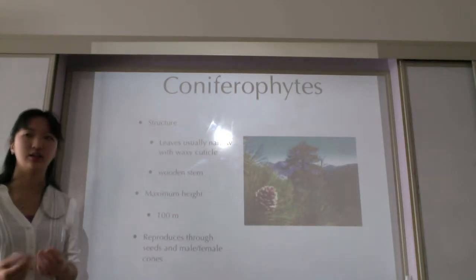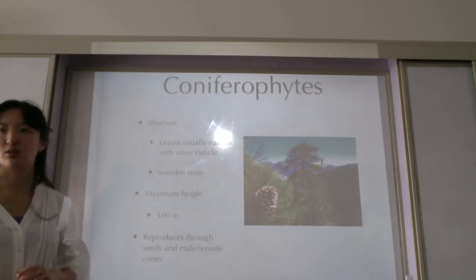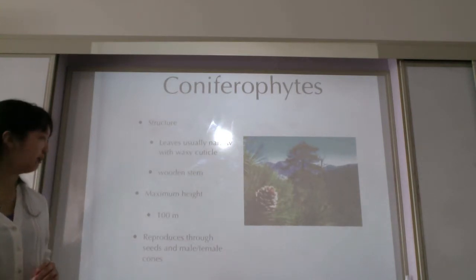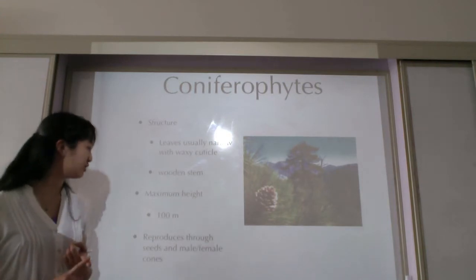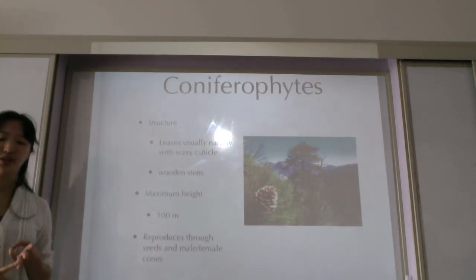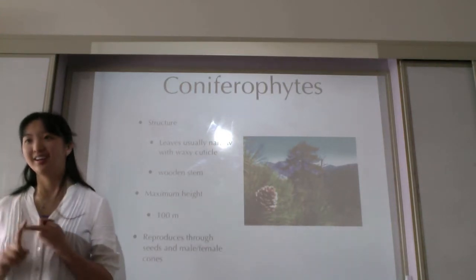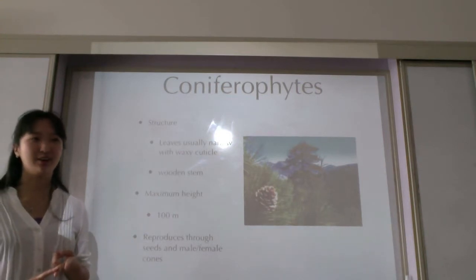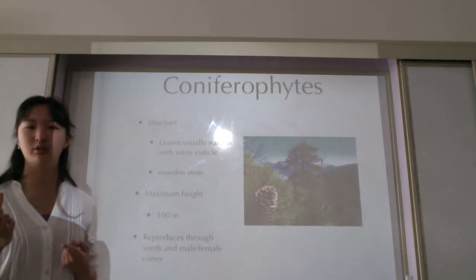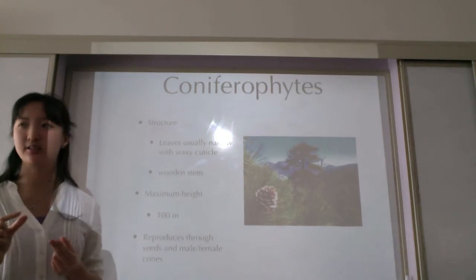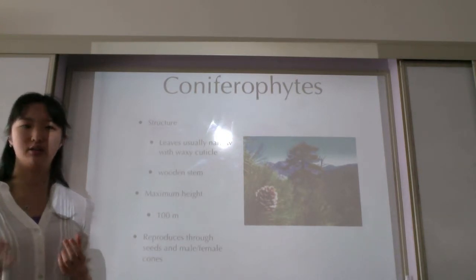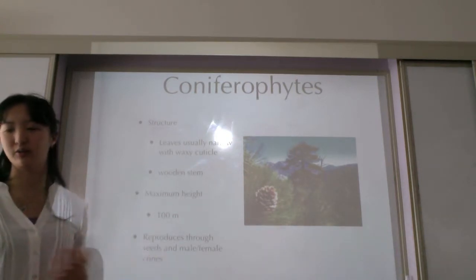Their maximum height is 100 meters, but I'm pretty sure most can grow beyond that if given enough time. They reproduce through seeds and male and female cones. Yes, Coniferophytes have male and female cones. The female cones have ovules on the top of the scales, while the male cones produce pollen, which pollinates the female cones.